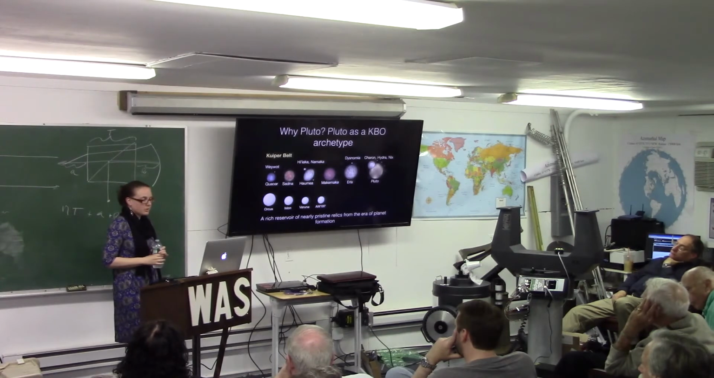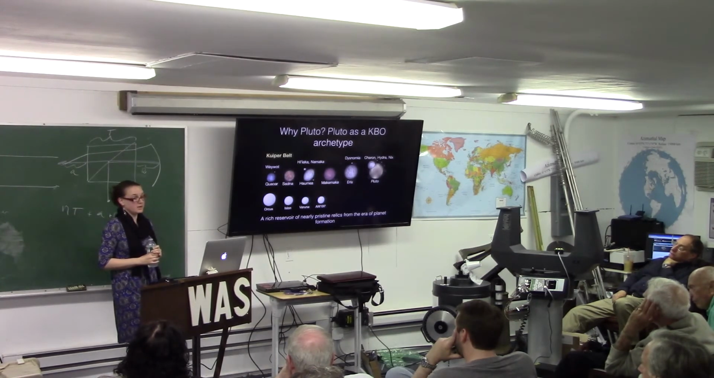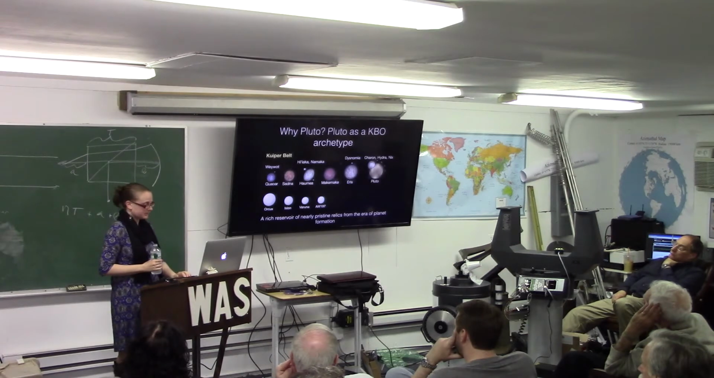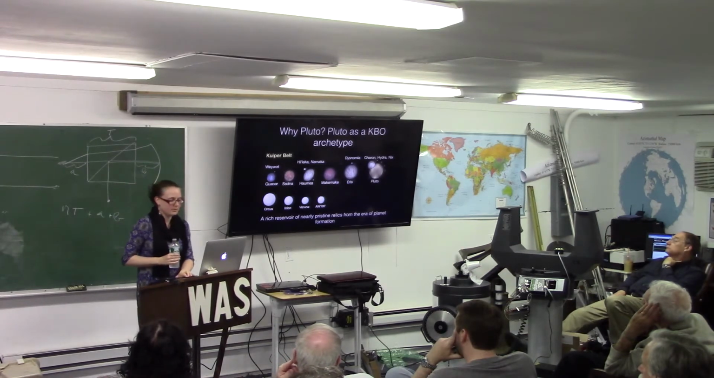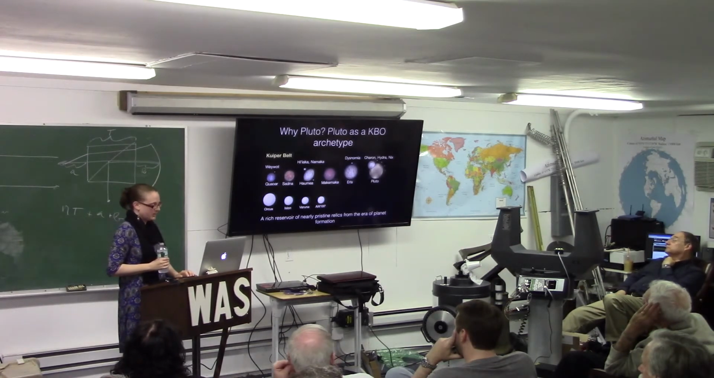And so we want to go to Pluto to understand the Kuiper Belt as a whole, to understand the properties of the Kuiper Belt by studying an example of a Kuiper Belt object. And so this picture just shows a whole bunch of the big guys that we know about.